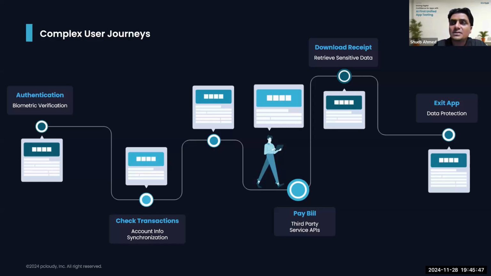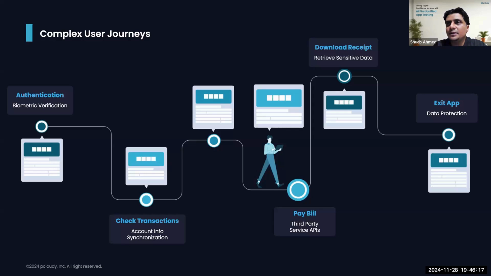And then of course various different transactions, followed by possibly involving a third party services API. The applications are now built in and integrated with different third party services, right? So the applications interact with different third parties, and we have to make sure the application flows seamlessly without any issues. And then followed by downloading a receipt.